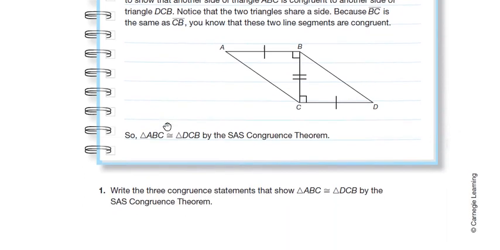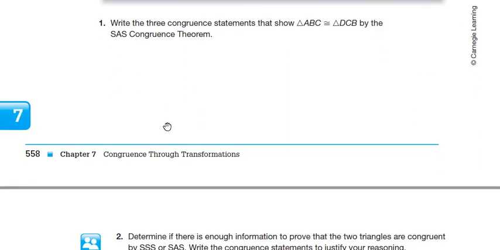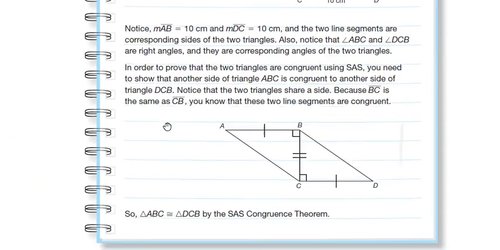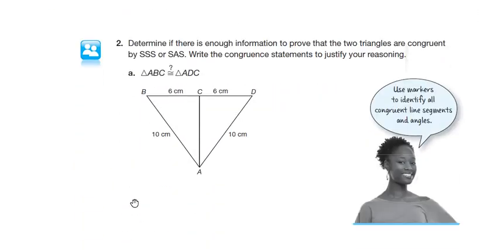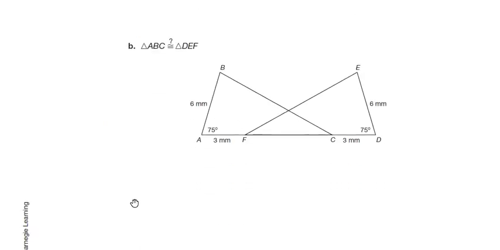So now if you come down, I want you to write congruent statements. Congruent statements are just statements that show that the corresponding sides are congruent. So segment AB is congruent to segment CD, segment BC is congruent to itself, segment BC, and angle ABC is congruent to angle DCA. You've got to get good at writing those congruent statements so that you can then write proofs.